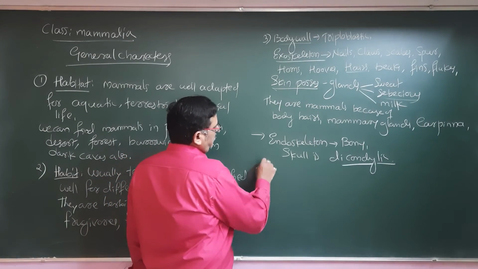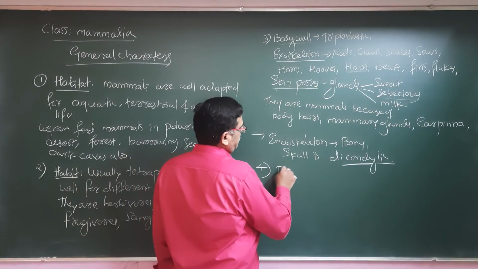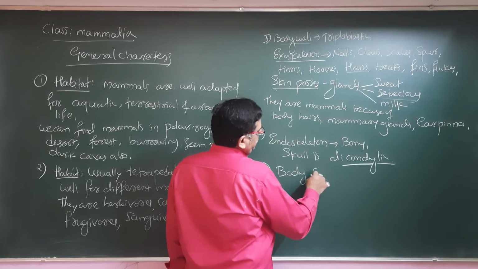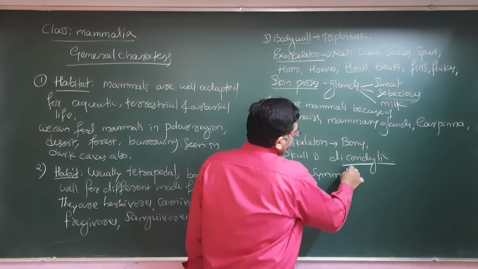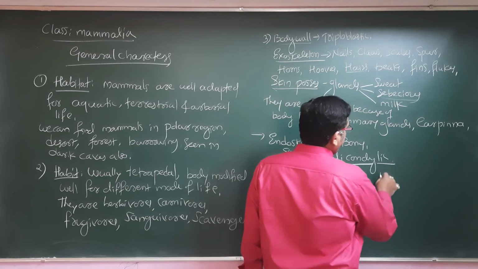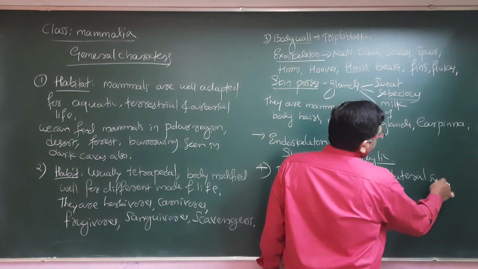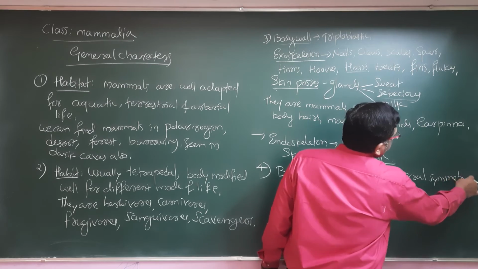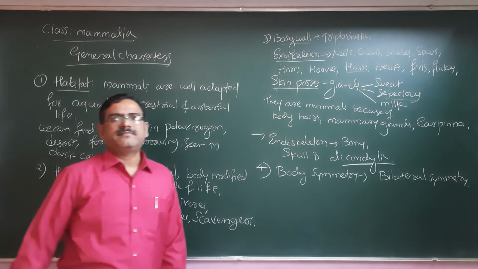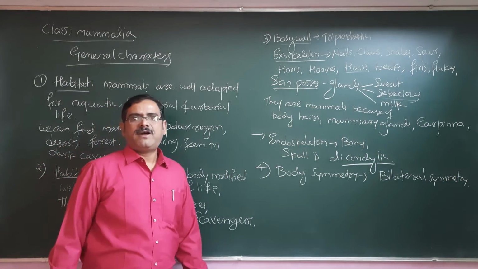Number 4, let us go ahead with the body symmetry. Definitely these animals exhibit bilateral symmetry. Bilateral symmetry means the body can be divisible into right and left parts.